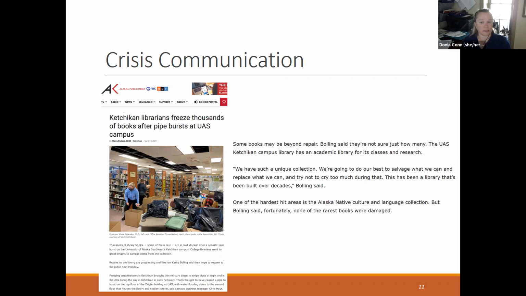That was a statement in the article. Bowling says they're not sure just how many. The UAS Ketchikan campus library has an academic library for its classes and research. So that's kind of giving you background on what sort of materials they have. And then, they say we have such a unique collection. We're going to do our best to salvage what we can and replace what we can, and try not to cry too much during that.